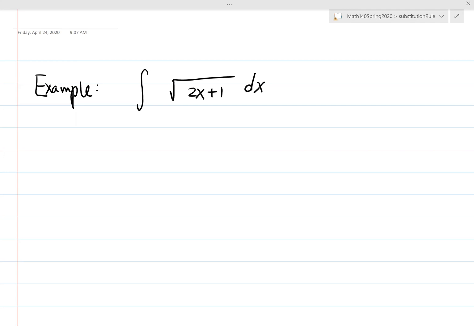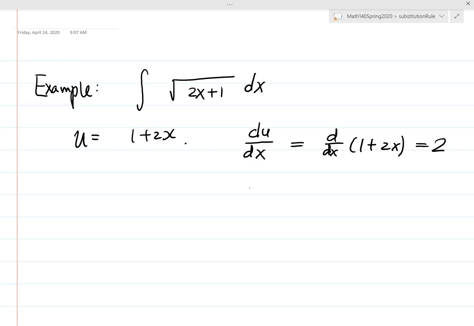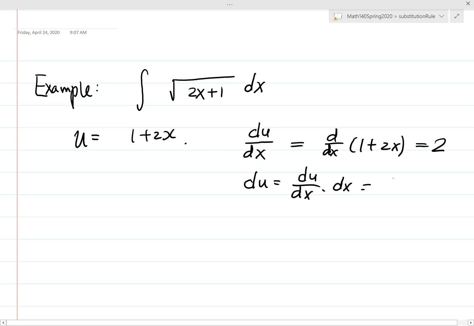Okay, what we substitute for this example is not in the antiderivative. What we substitute is let u be 1 plus 2x. Then du over dx will be d dx of 1 plus 2x, which will be 2. So we get du is du over dx times dx. Du over dx is 2, so it's 2 times dx. So you get 1/2 of du will be dx.